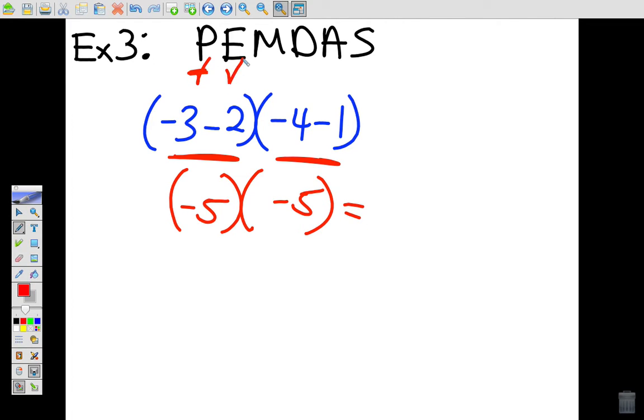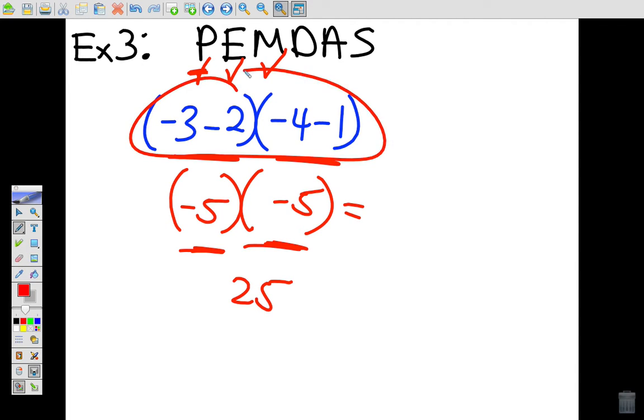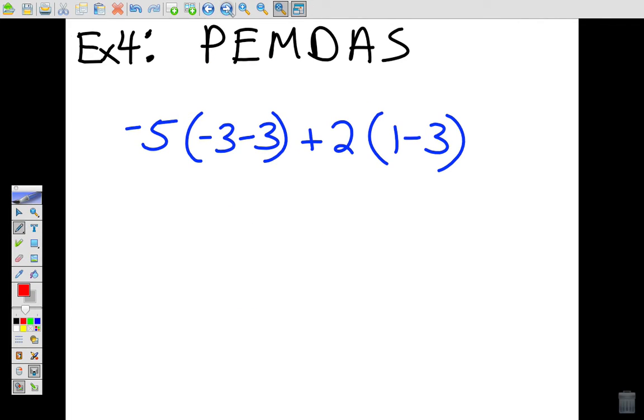Are there any exponents? No. Is there any multiplication? You bet. Because now I have a -5 times a -5. Now the parentheses are showing multiplication. Answer, 25. So again, you can take your calculator and take a -5 times a -5 and get a positive 25. But don't try punching this in just like that and do all that because you're going to make a mistake.